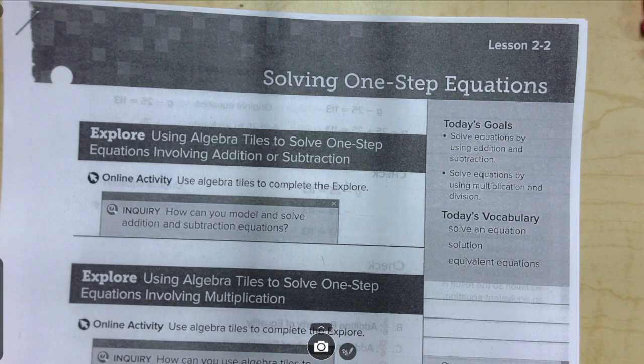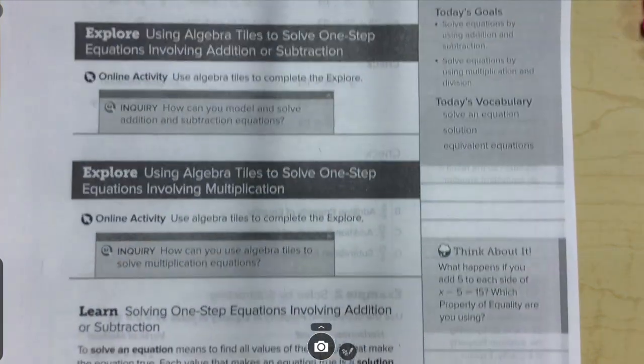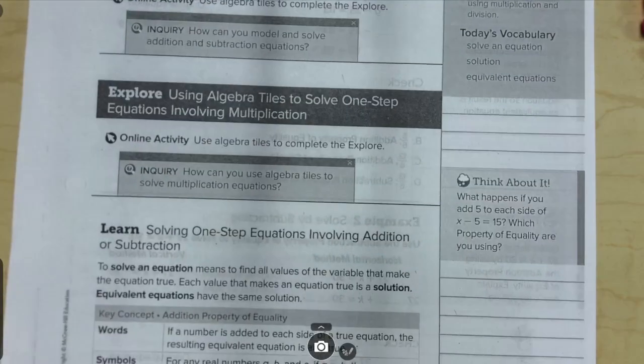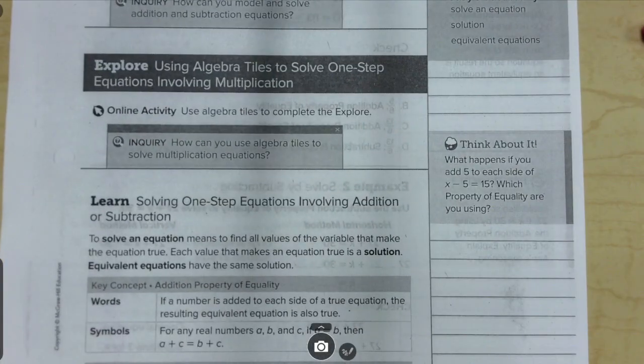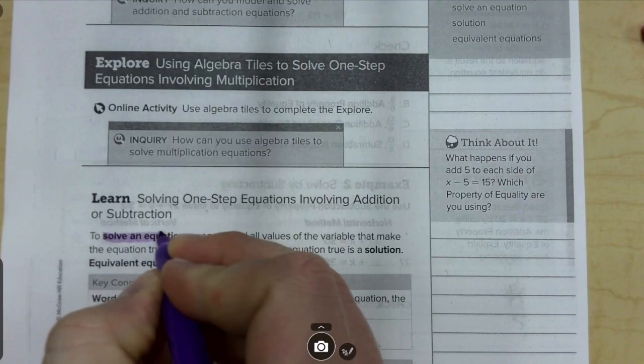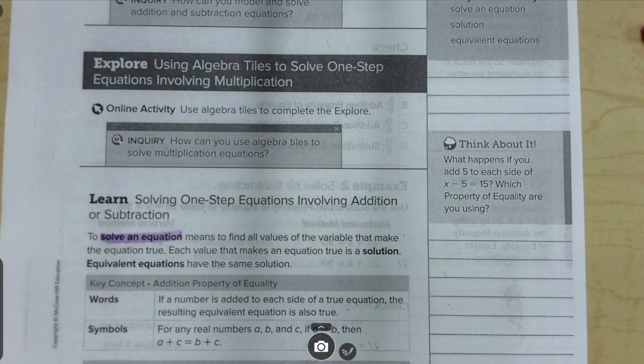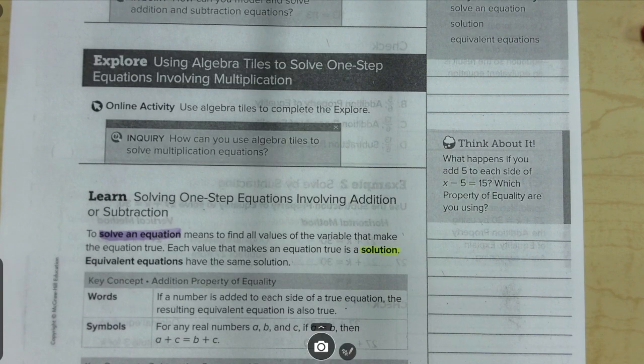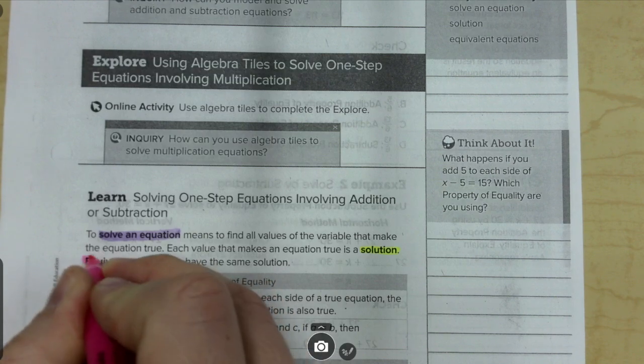Hello and welcome. We're going to be solving one-step equations today. To solve an equation, a skill we are developing, means to find all values of the variables that make the equation true. Each value that makes an equation true is a solution. So, solutions make an equation true. Equivalent equations have the same solution.